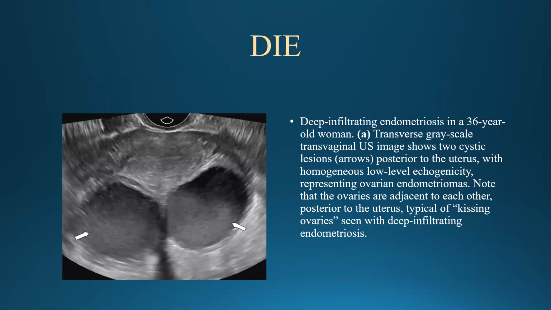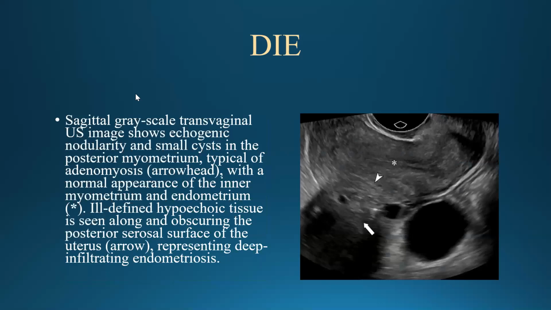This is another picture where we have a sagittal grayscale. It shows echogenic nodularity and small cysts in the posterior myometrium, but you could see here, the cysts are coming from outside the uterus to the inside. It's not like the adenomyosis coming from inside to the outside. It obscures the posterior aspect of the uterus and it represents deeply infiltrating endometriosis. So this is not an adenomyosis, it's a deeply infiltrating endometriosis.